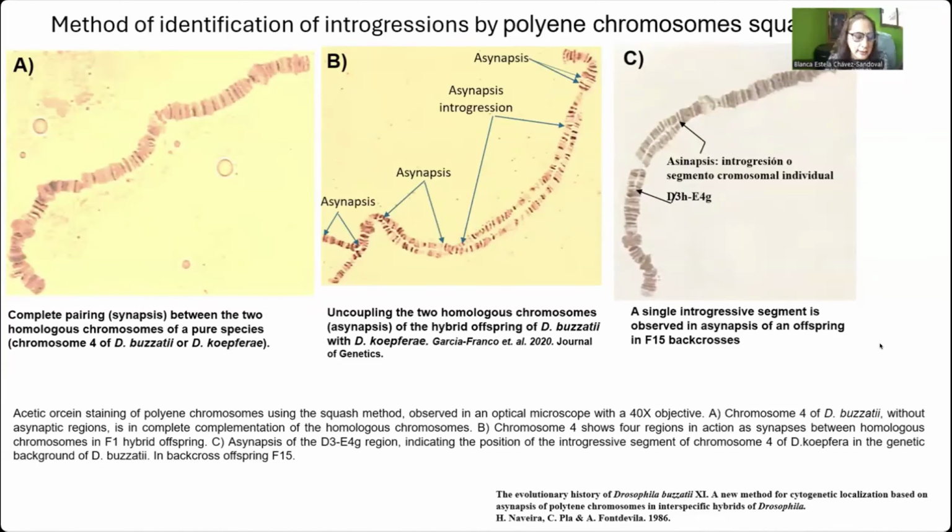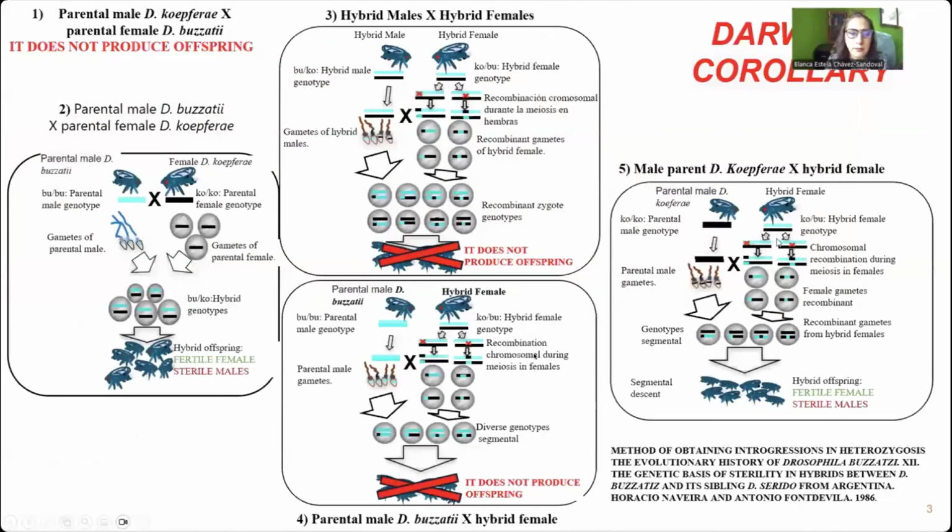In panel C, a single introgressive segment is observed in an asynapsis of an offspring in F15 backcrosses. This is the method of obtaining introgressions in heterozygosis.